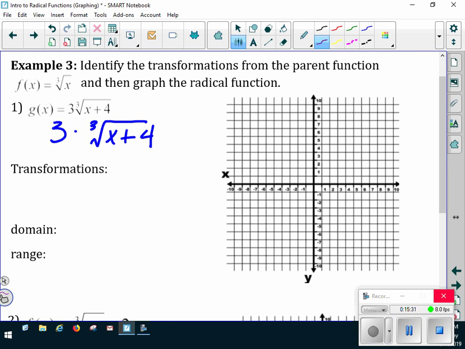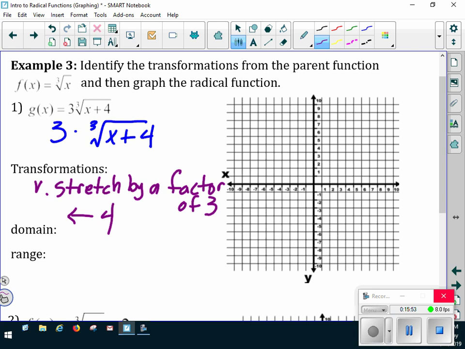What's this 3 stand for? Vertical stretch by a factor of 3. Why do you think we say factor? Because it's multiplying. Good, because it's multiplying. And then left 4. Good.